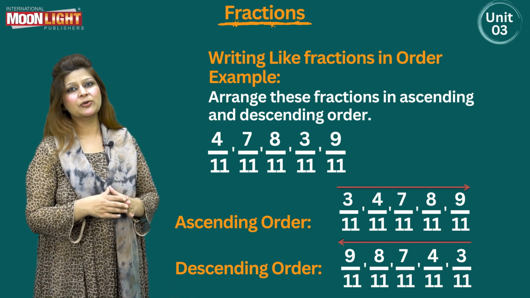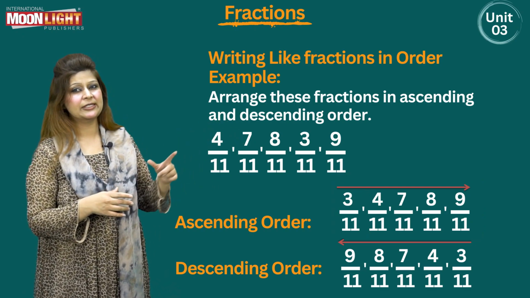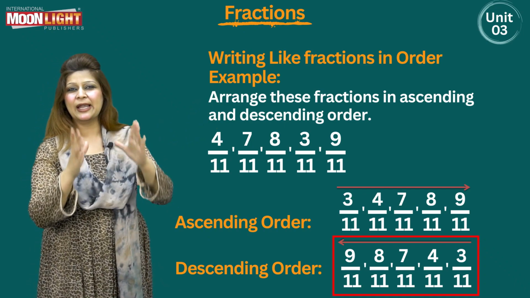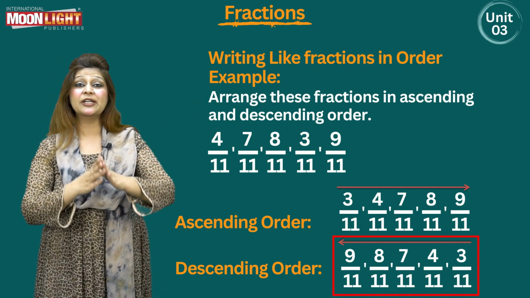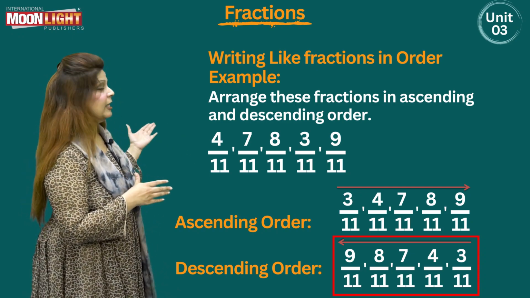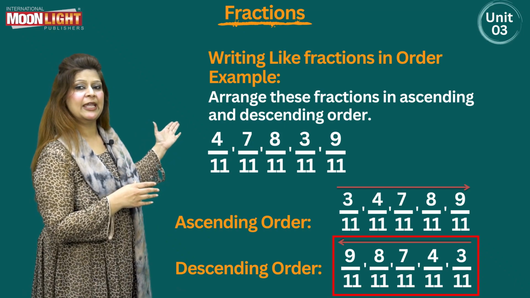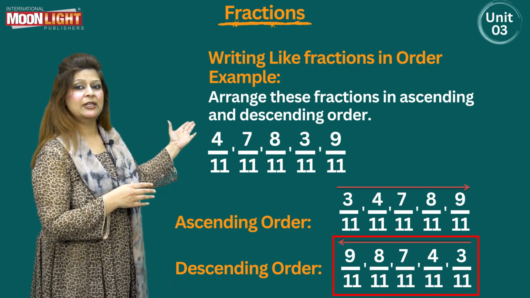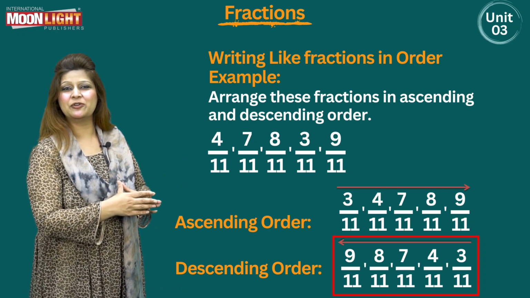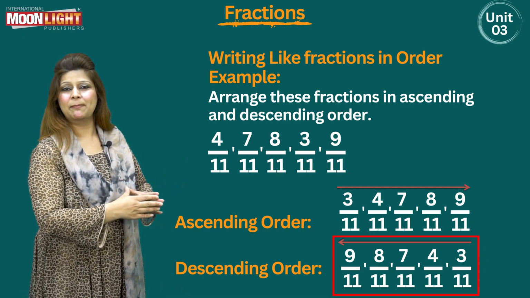Now we are going to write down the greatest number first. You can check, 9 by 11. So I'm going to write 9 by 11, which is the greatest, for writing the descending order. For descending order, I will write 9 by 11, then 8 by 11. Which counting? Backward counting. So we are going to write the numbers like in backward counting.